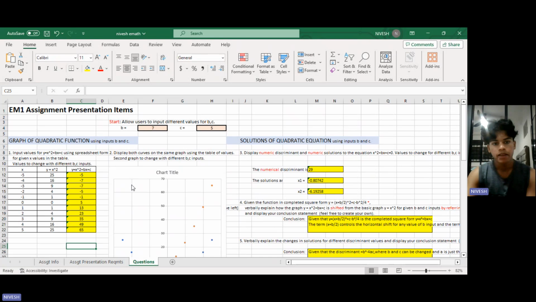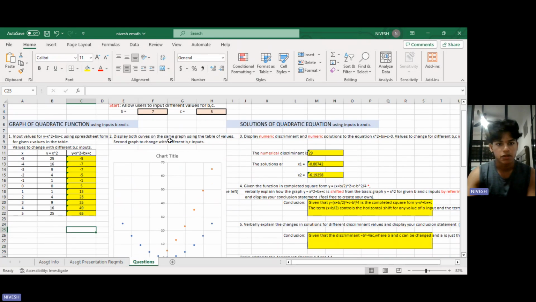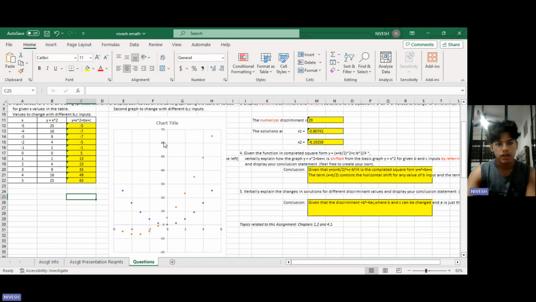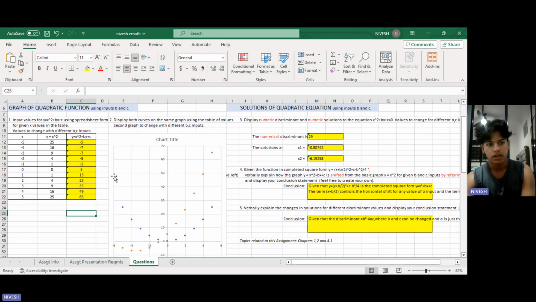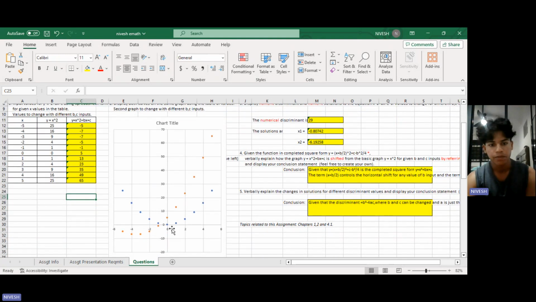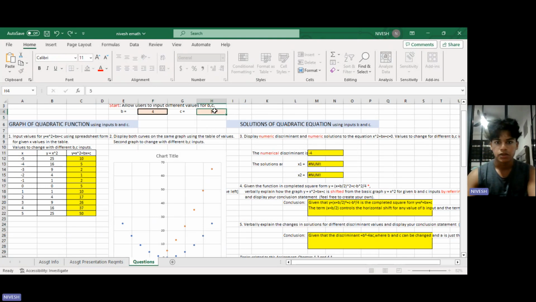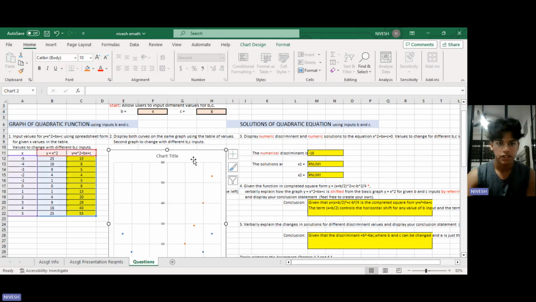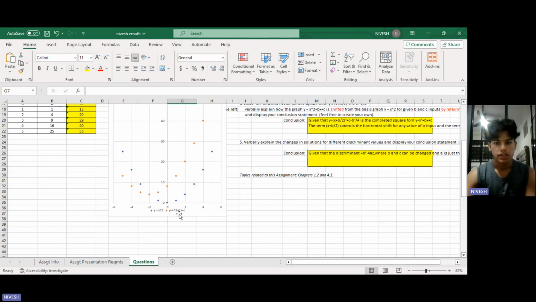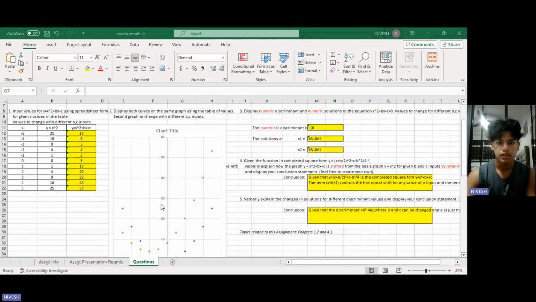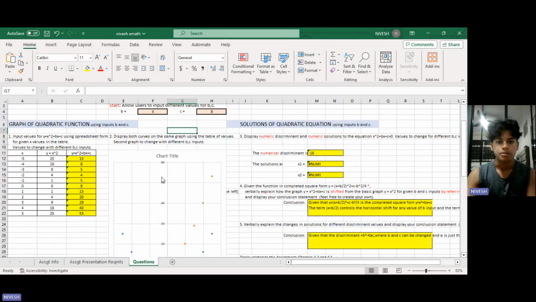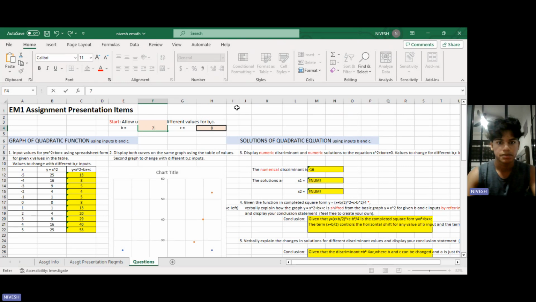For question 2, display both curves on the same graph using the table of values, with the second graph changing with different b and c inputs. For this one, the blue graph represents y equals x squared, while the red graph represents y equals x squared plus bx plus c. As you can see, when I change the values, let's say I put 4, and this one I'll put as 8, the graph changes accordingly as well. So it can be for any value. Let me change it back.